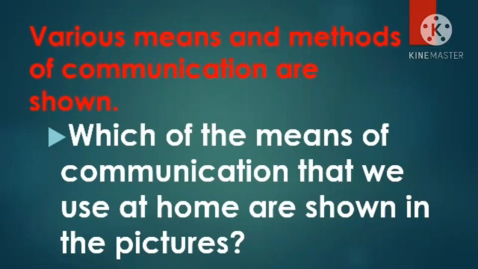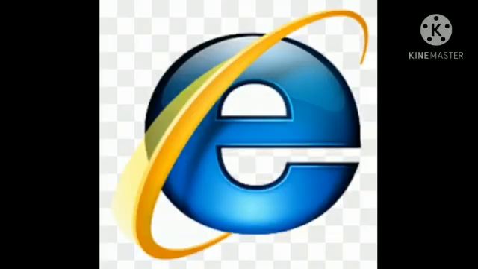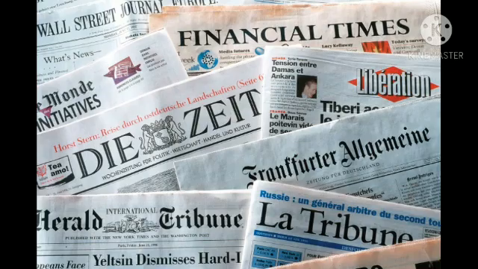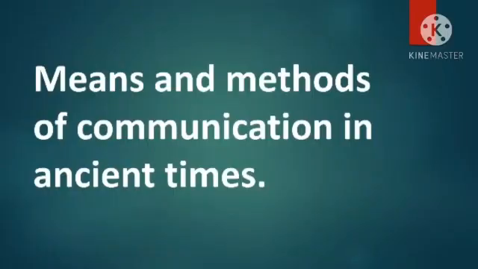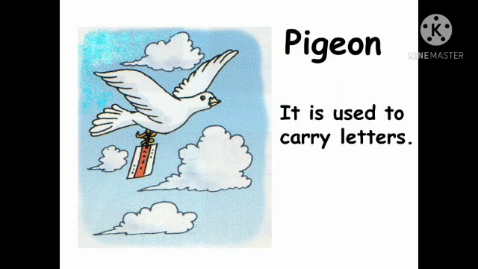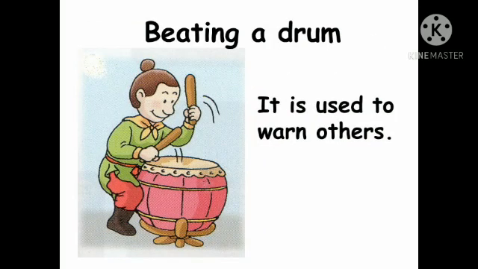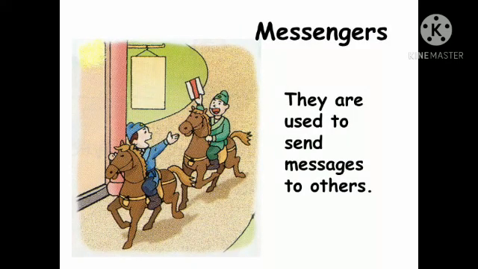Various means and methods of communication are shown. Which of the means of communication that we use at home are shown in the pictures? Yes, radio, television, internet, mobile phone, newspaper, etc. are used in our home. Means and methods of communication in ancient times. A pigeon was used to carry letters. Beating a drum was used to warn others. Messengers were used to send messages to others.